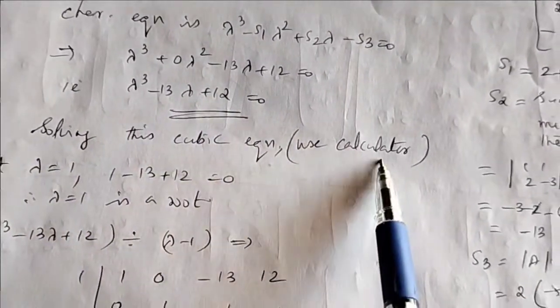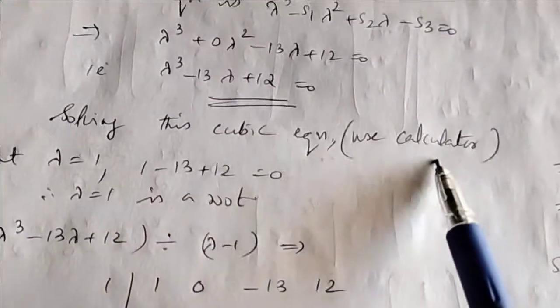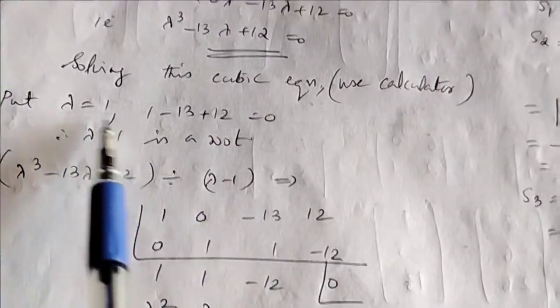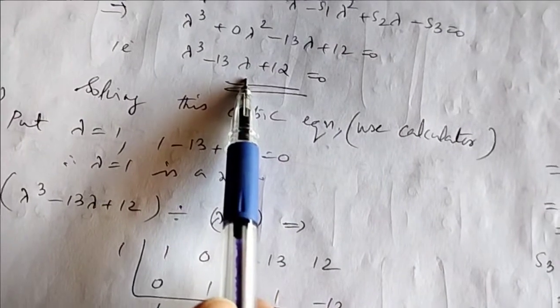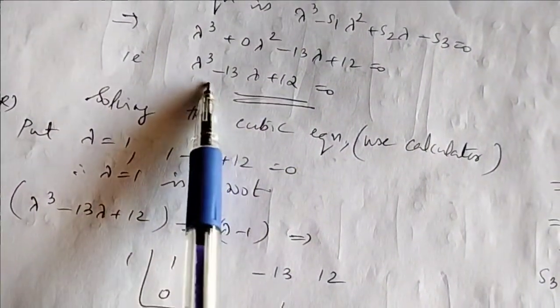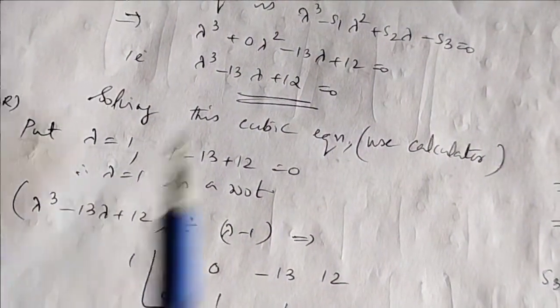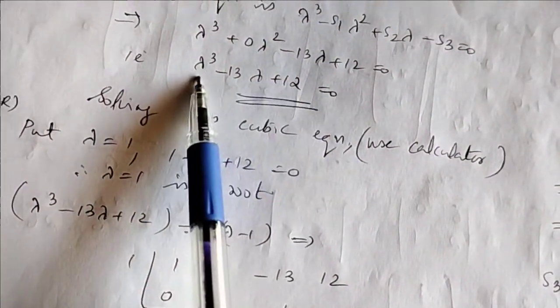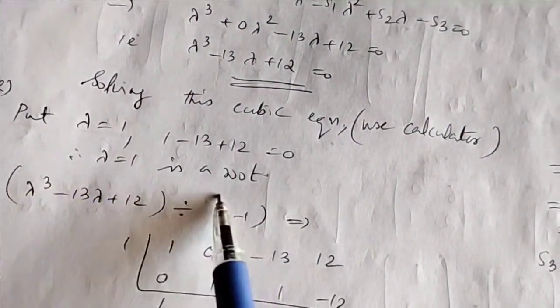So you can use the calculator. Substitute the coefficients of these terms, and we get the values directly from the calculator. Or without a calculator also we can find these values using this method, that is the division method. First of all, find any one of the values of lambda by the trial and error method. So if you put lambda is equal to 1, check for lambda 1, minus 1, minus 2, etc. If lambda is 1, it is 1 minus 13 plus 12, which is 0. So lambda is equal to 1 is a root.